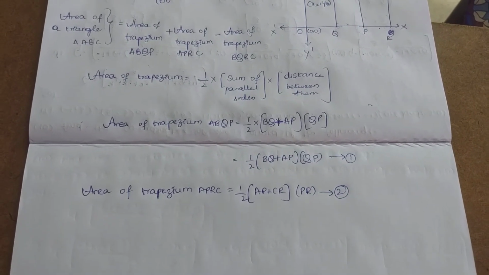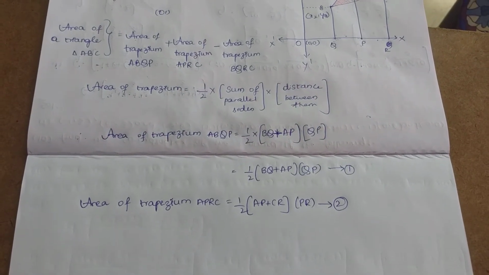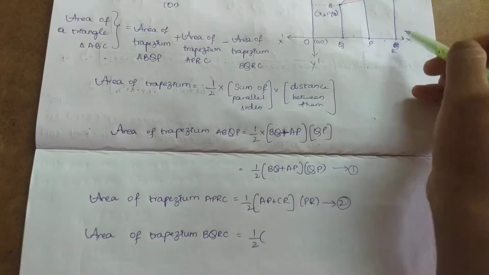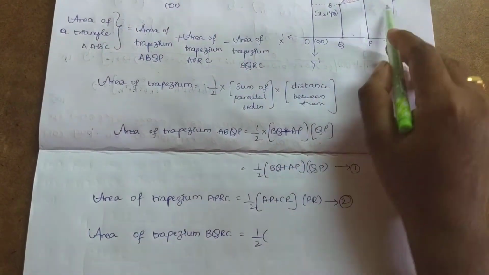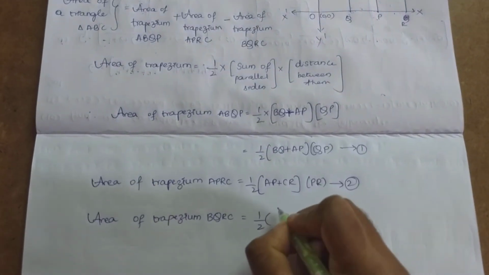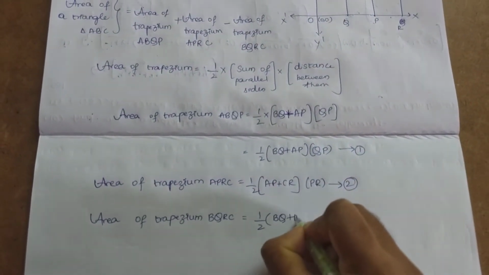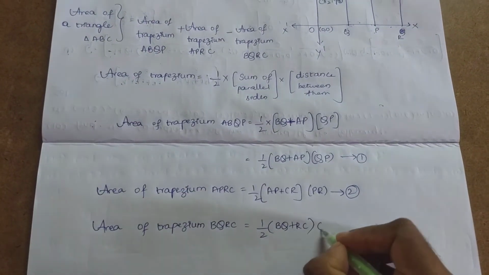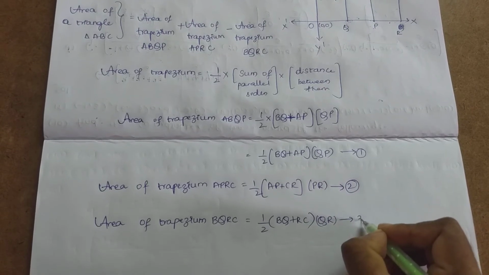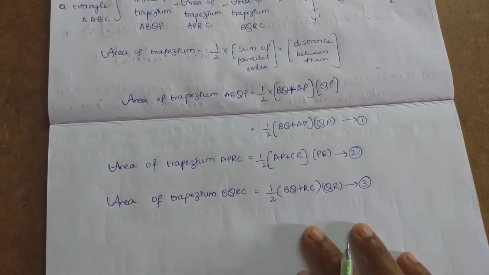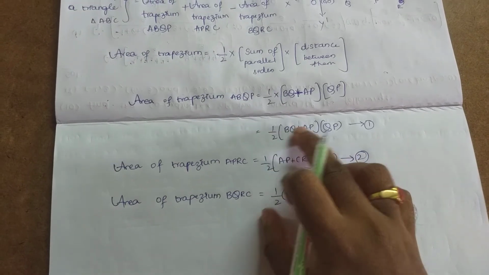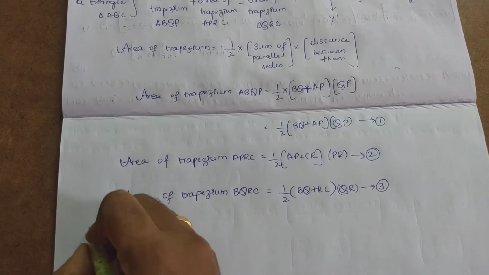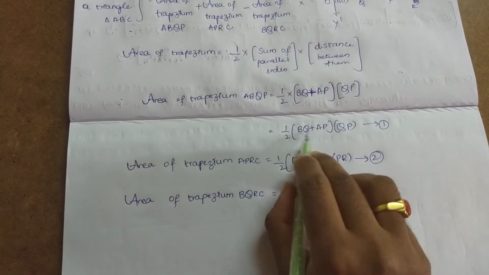In the same way, let's do it for the area of trapezium BQRC. The parallel sides here are BQ and RC. It is 1 by 2 into BQ plus RC into the distance between these two parallel sides, which is QR. So into QR, put this as equation 3. The next step: find the values of BQ, AP, QP and so on in terms of x1, y1, x2, y2 and x3, y3.